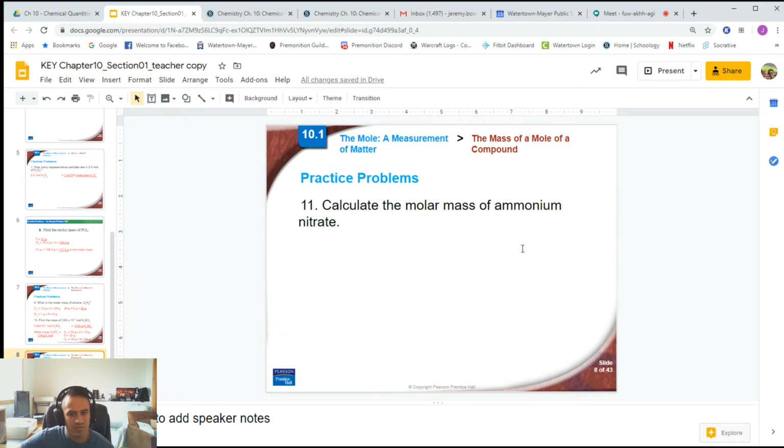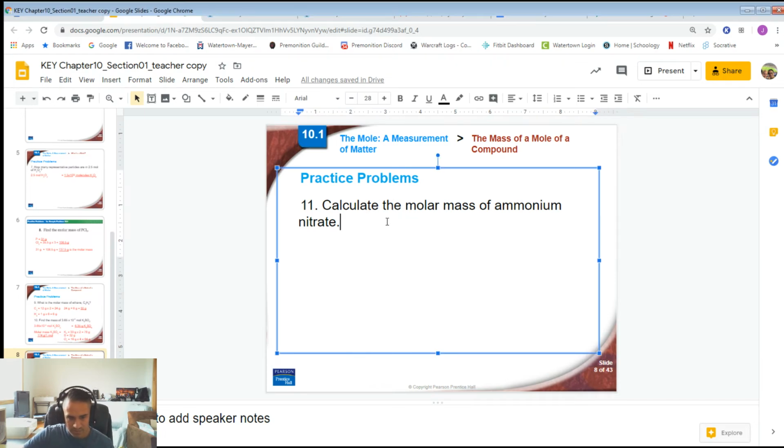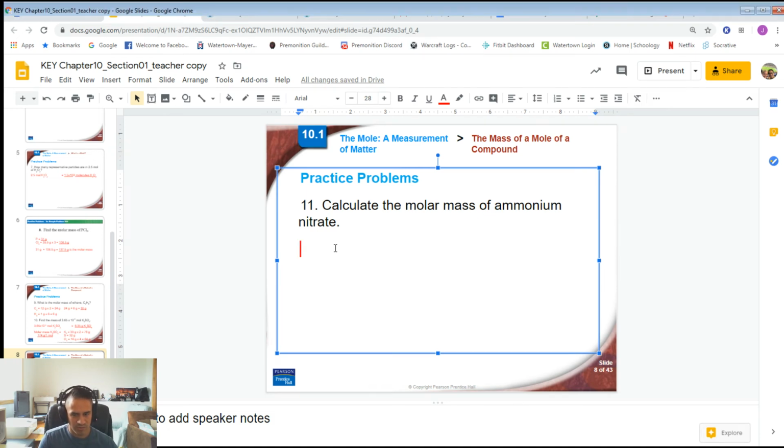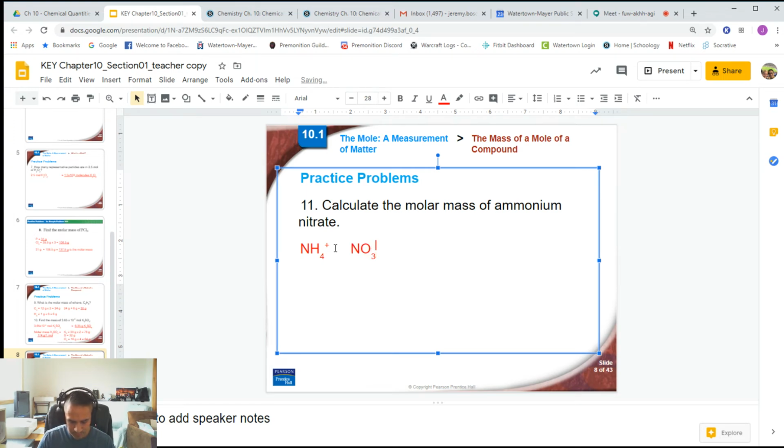All right, last question. Calculate the molar mass of ammonium nitrate. All right, so this is just a molar mass problem. The tricky thing with it is they're not giving us the chemical formula for ammonium nitrate. We have to be able to write it. So if we can write the chemical formula for it, we can find molar mass. So ammonium has a chemical formula of NH4 and a charge of +1. Nitrate is a polyatomic ion. It has a chemical formula of NO3 and a charge of -1.